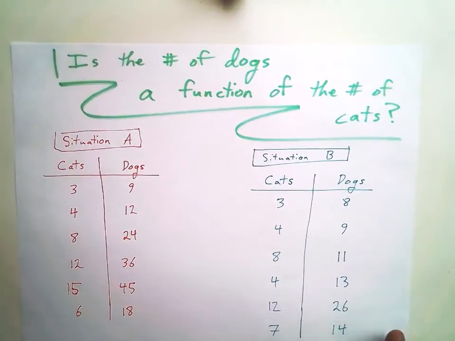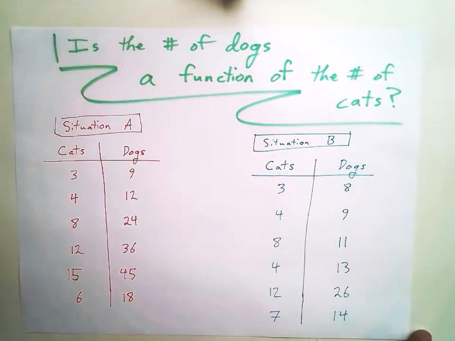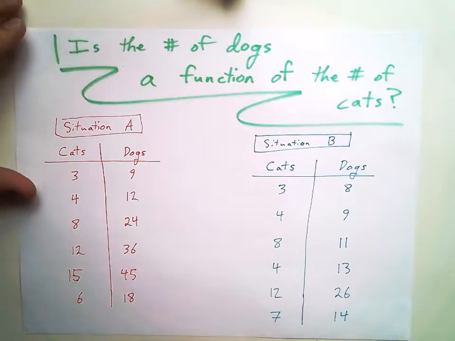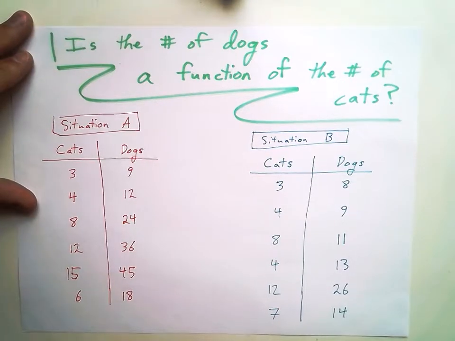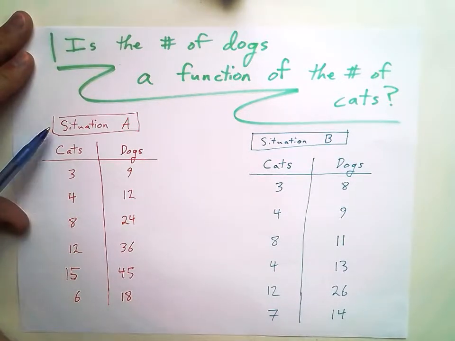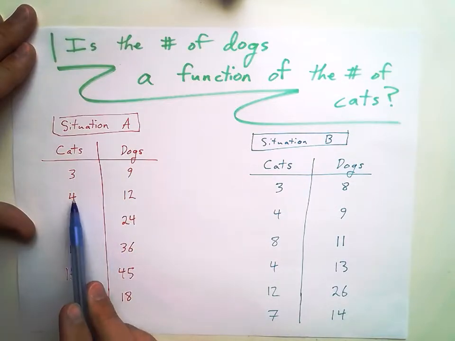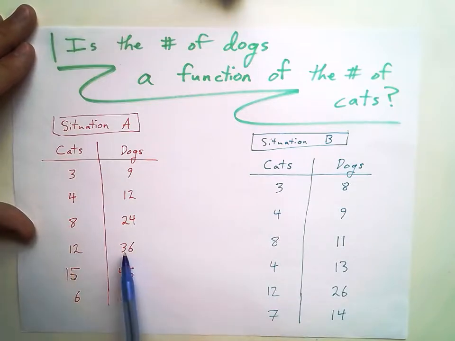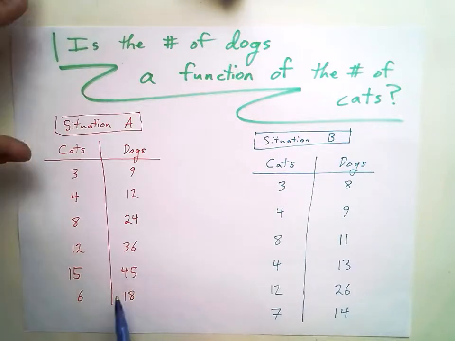Okay, next thing. Is the number of dogs a function of the number of cats? If you want to pause again for a second and see if you can figure out which one is and which one isn't, that would be great. But I'm just about to tell you. So, situation A, 3 cats, 9 dogs. 4 cats, 12 dogs. 8 cats, 24 dogs. 12 cats, 36 dogs. 15 cats, 45 dogs.